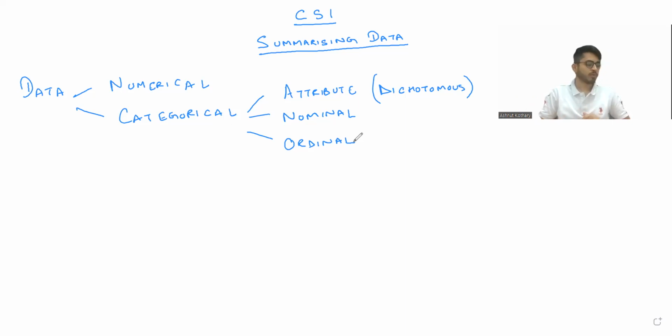Next, nominal data. Nominal data has several unordered categories. We'll understand what we mean by unordered over here. And finally, ordinal data has several ordered categories.